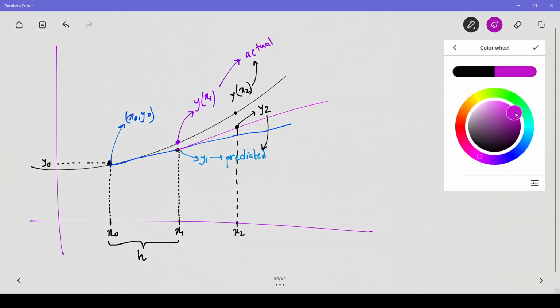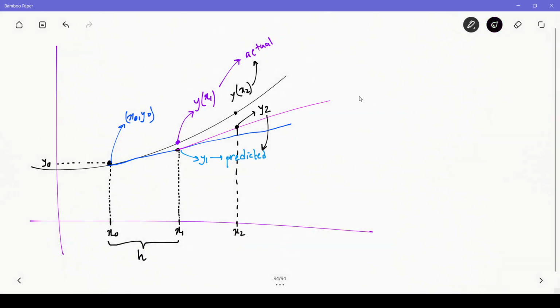Okay, so let's try to draw a little bit more over here for better visualization. So let's draw a straight line here. This disparity over here is of course x1 minus x0, right? This distance over here and this distance over here. So this, let's call it the perpendicular distance, is what? y1, the predicted value of y1, minus the initial value y0 that we already knew, right?